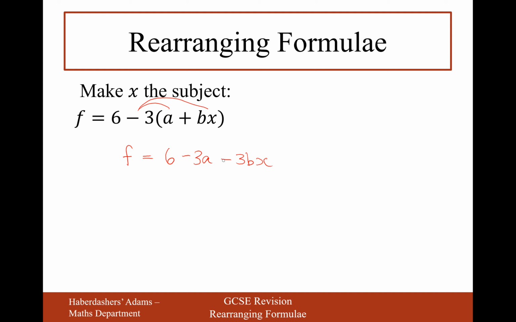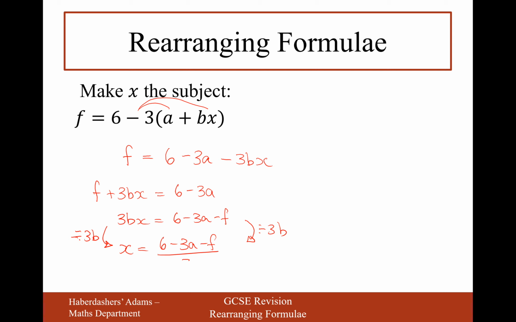In the next part I'm going to sort out the x situation here because it's in a bit of a negative state. So I'm going to add 3bx onto the other side. Then take away the f, and then divide by the two things that are being multiplied by x, and that's 3b. So divide by 3 and b, all in the same manoeuvre. So my answer here is going to be x equals 6 minus 3a minus f over 3b. And there we are, that's the answer in this question.